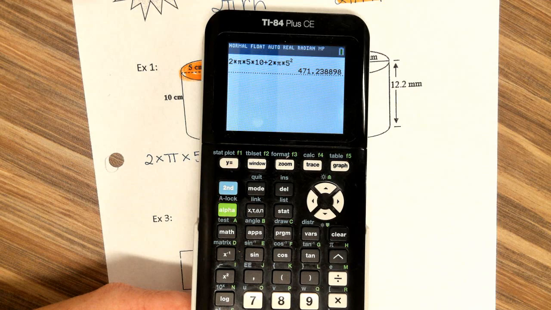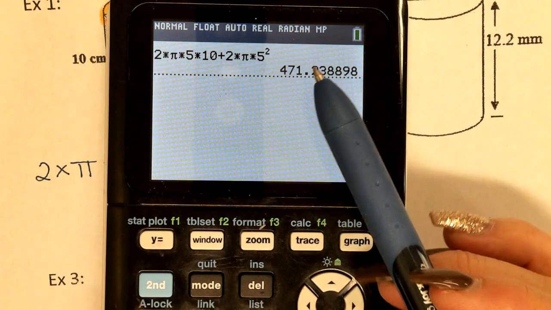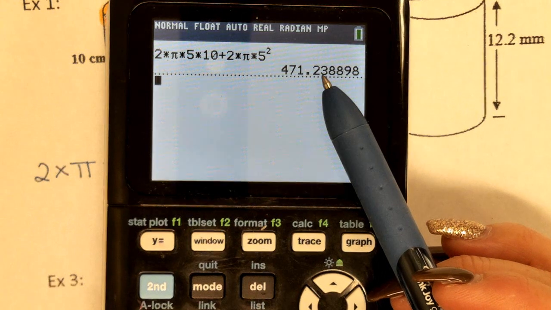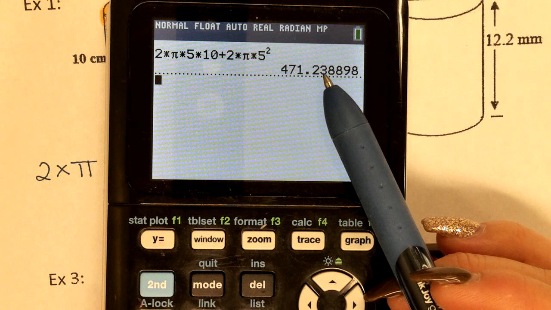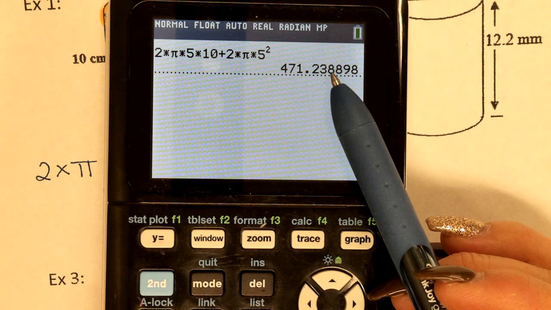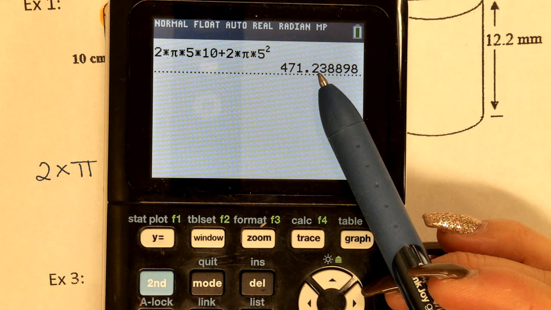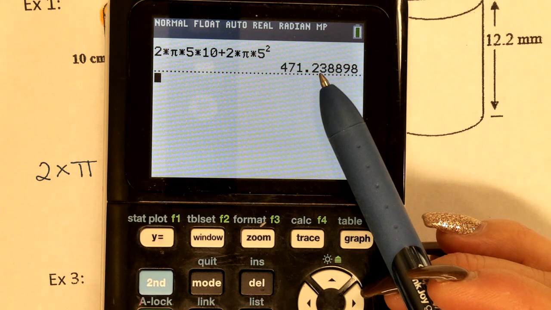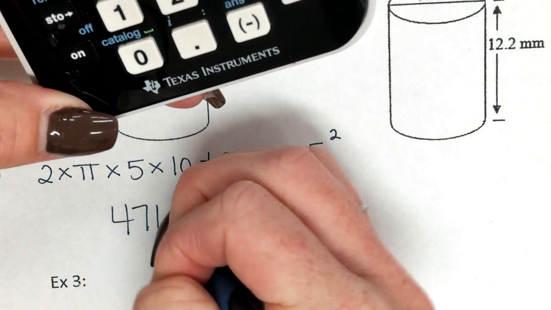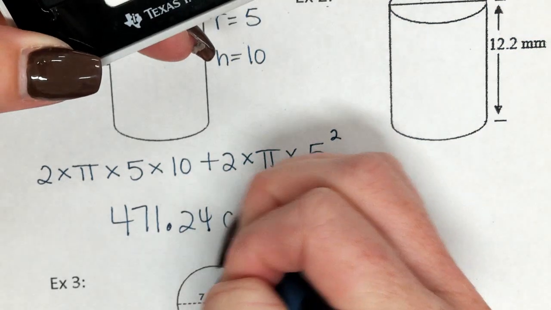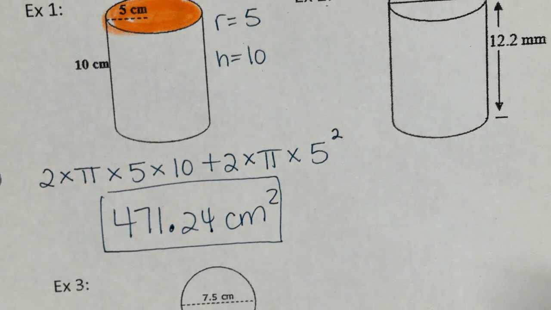I am not in mode float 2. Okay, so if I'm not in mode float 2, I'm going to round to the hundredths place, which is this 3, and I have to decide if I'm going to write 3 or 4. Since the number to the right is 5 or more, I raise the... Now, if you're in float 2, it already told you that it should be a 0.24. Yes? All right, so my answer is 471.24 centimeters squared.